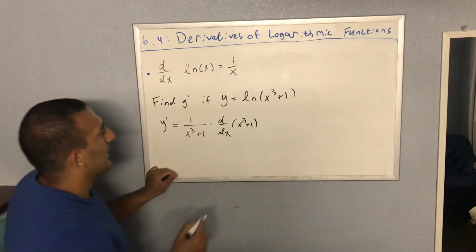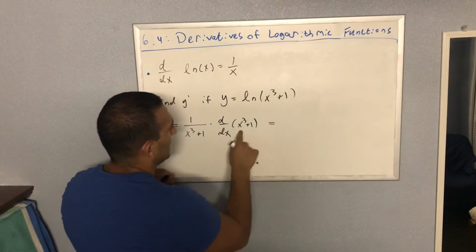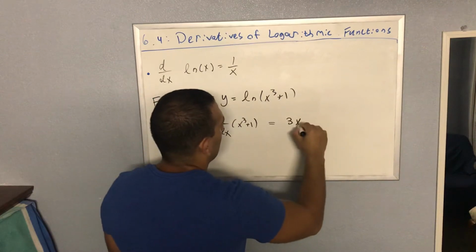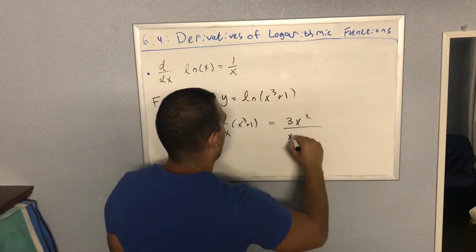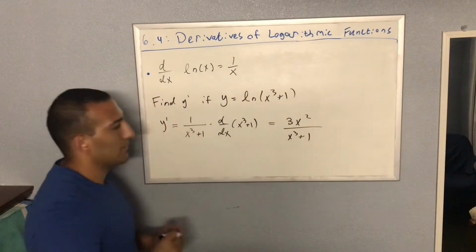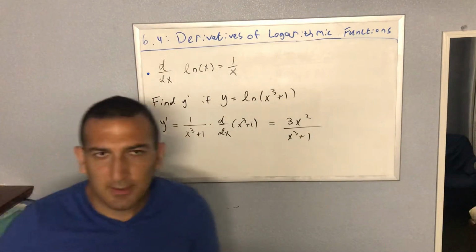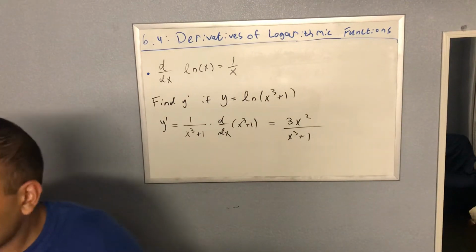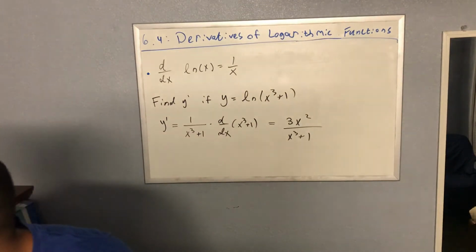Okay? And then so this derivative here is just 3x squared, right? So we get 3x squared all over x cubed plus 1, and that's our derivative. So that's pretty neat that now we can take the derivative of a lot more things. Things are starting to open up and look nicer for us.